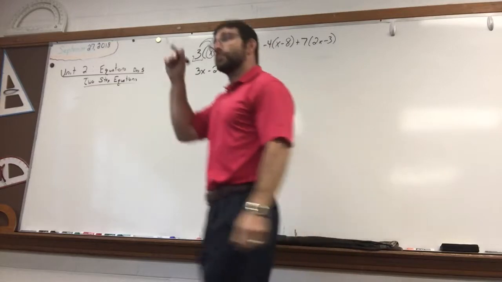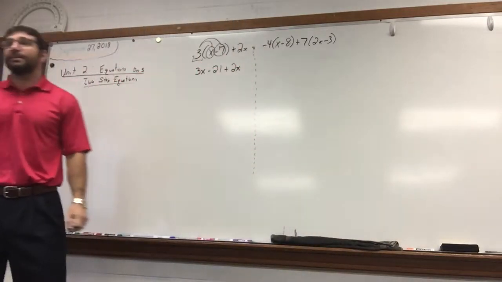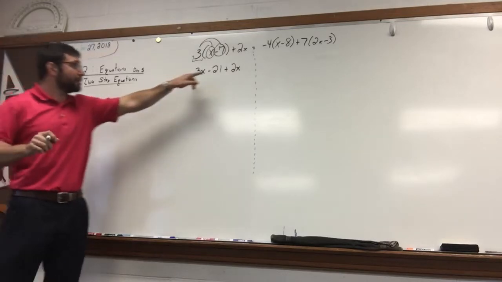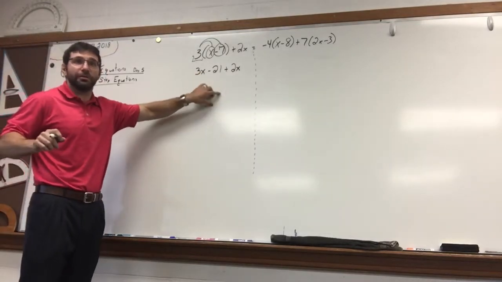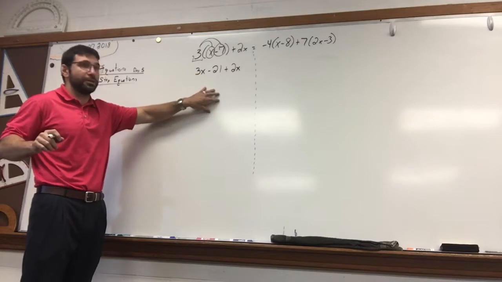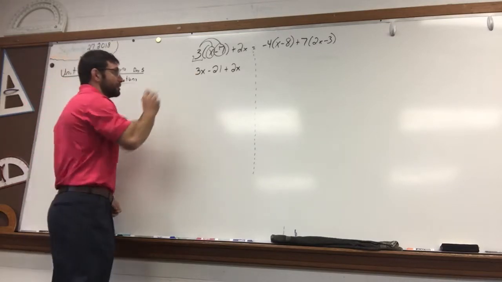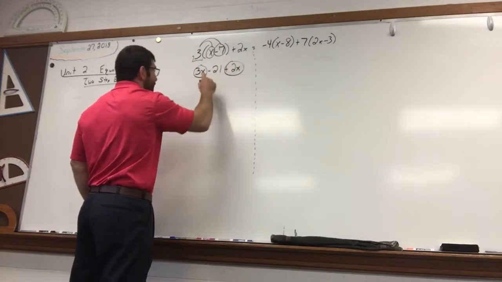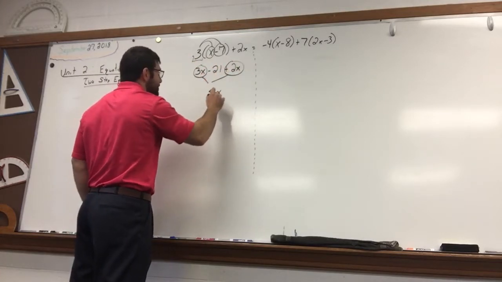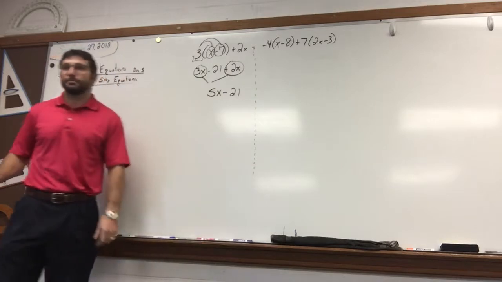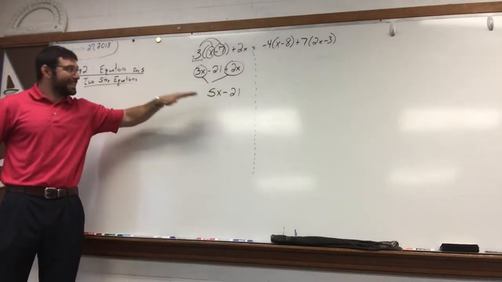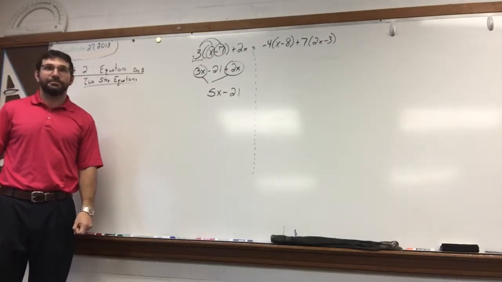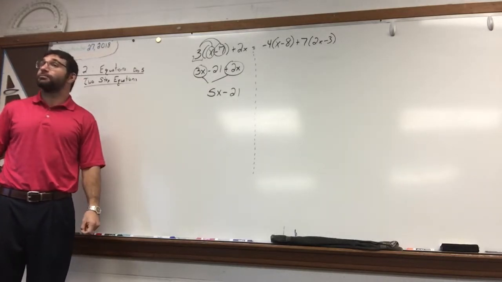The next step after distribute if needed, combine like terms on the same side if needed. So on the same side, what are my like terms over here? I need hands. What are my like terms over here? Swill? 3x and 2x. Oh, positive. Thank you. 3x and positive 2x. That gives me 5x minus 21. Is there anything else I can do to this left side? No. Then we're done with that side for now.